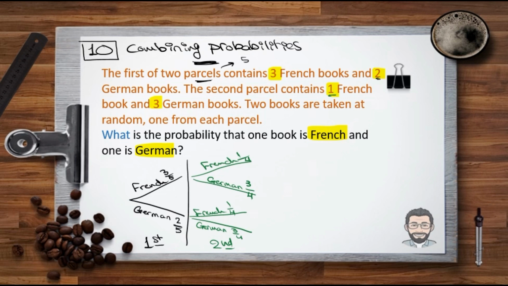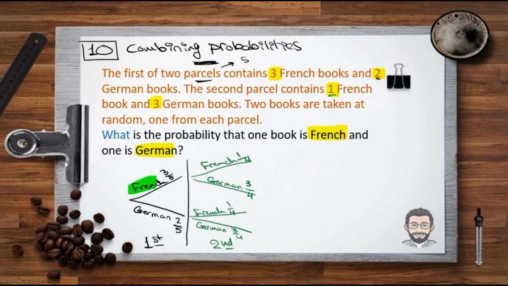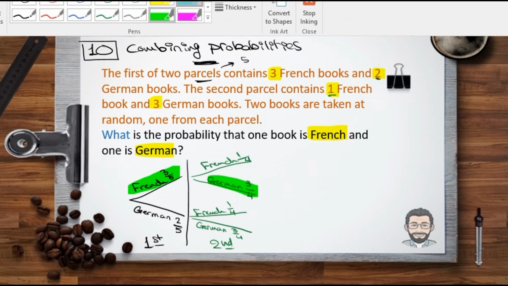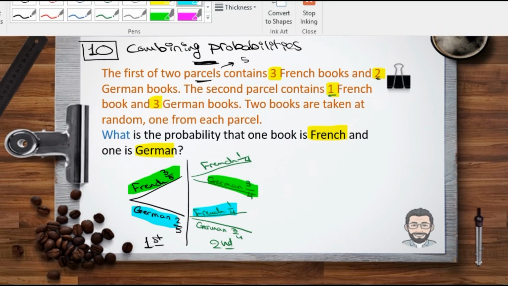So what is the probability that one book is French and the other is German? So what are we going to do? French here and German, and look at this, German here and French here. So the order is not important, and we don't have any order because he didn't mention that. So we're going to combine these together and these together. Then we're going to add the answers.